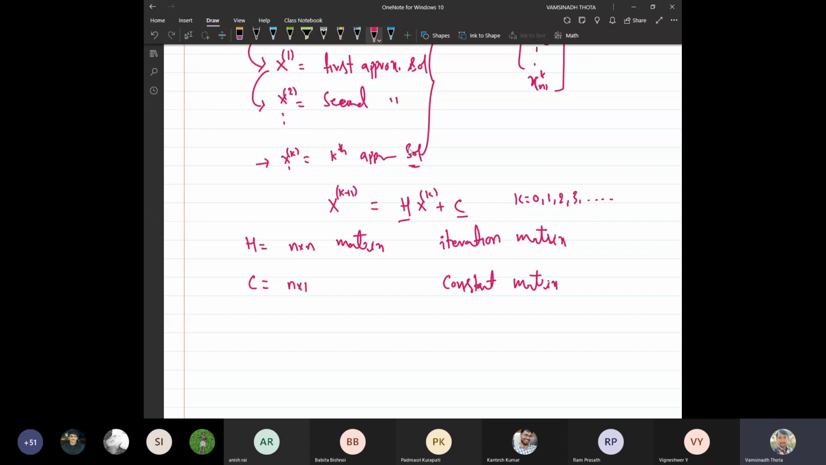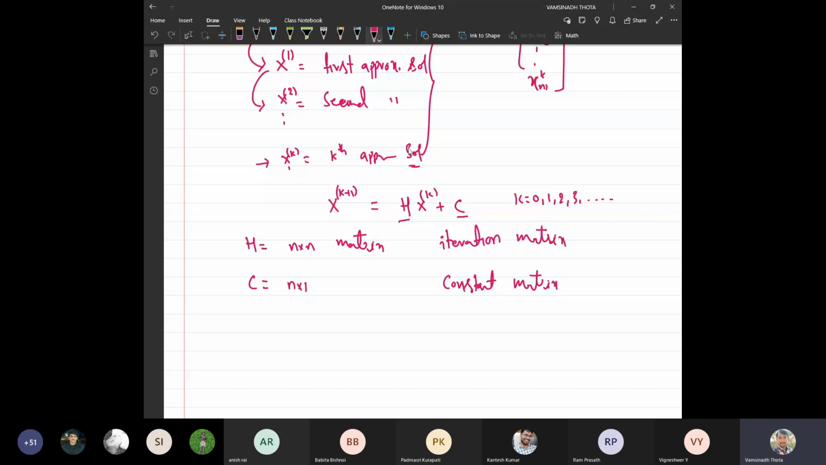Now, if you substitute k equal to 0, what will you get? Left hand side you will get x1, right hand side H times x0 plus C. X0 is our initial guess, so we get what is called the first approximation, that is x1. And when you substitute k equal to 1, left hand side you get x2 and right hand side H times x1 plus C. x1 we have already evaluated in the previous step, so with the help of that we evaluate x2.